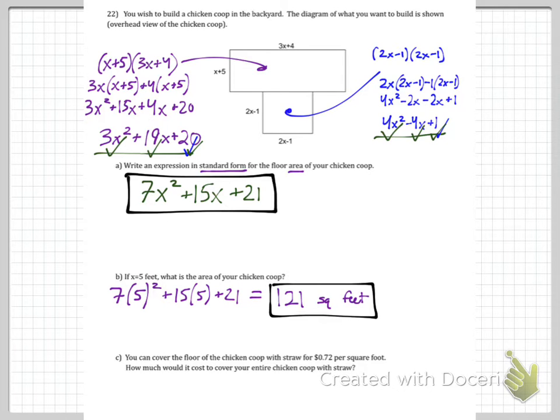Lastly, you can cover the floor of the chicken coop with straw for 72 cents, or $0.72, per square foot. How much would it cost to cover the entire chicken coop with straw? Well, that's per square foot. So I'm going to take the number of square feet and multiply that by 0.72, and you get $87.12.